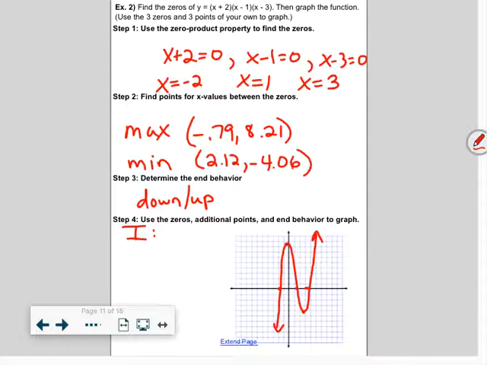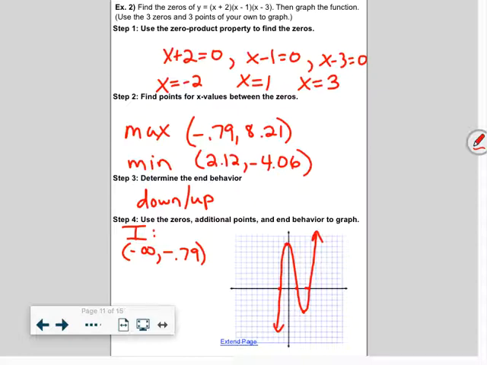Let's talk about the increasing and the decreasing, because I know yesterday it was still a little foggy for a few of you. So this increases on the left until it hits the maximum. Let me say that again. The graph is increasing on the left until it hits the maximum. So we use x values. So it's -infinity until I hit -0.79, because that's the maximum.